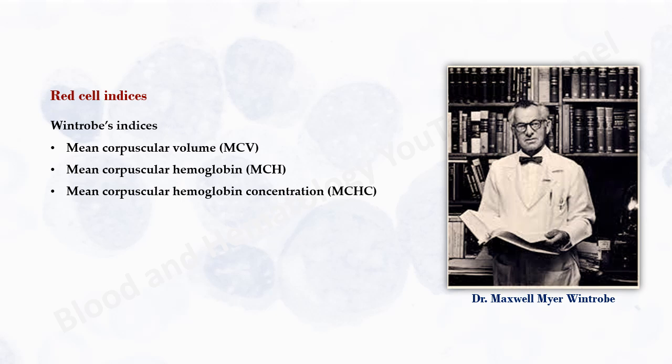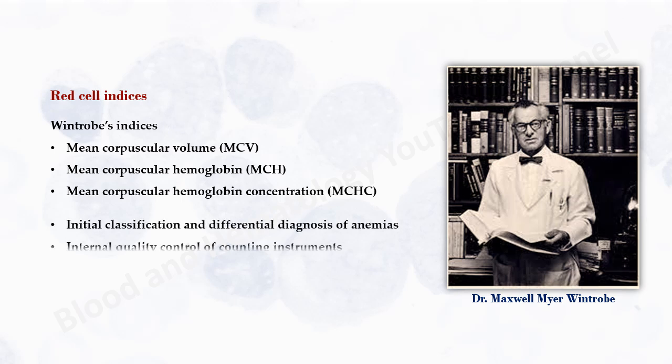Red cell indices, also known as Wintrobe's indices, could be used clinically if precise measurements of erythrocyte count, hematocrit, and hemoglobin were made. Red cell indices, based on population averages, are useful for initial classification and differential diagnosis of anemias. They also provide stable measurements for internal quality control of counting instruments.